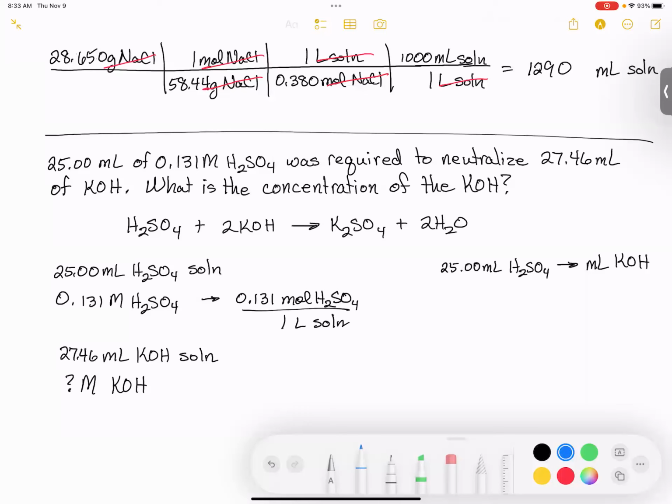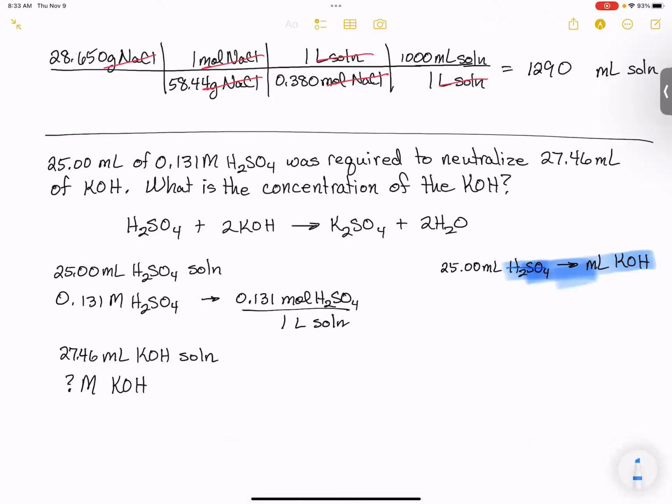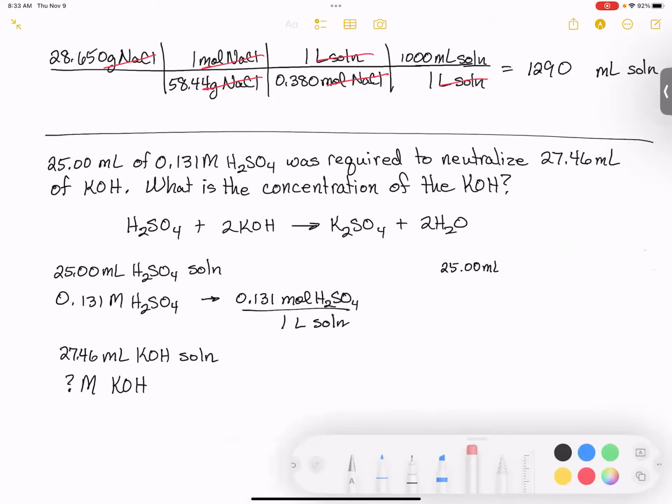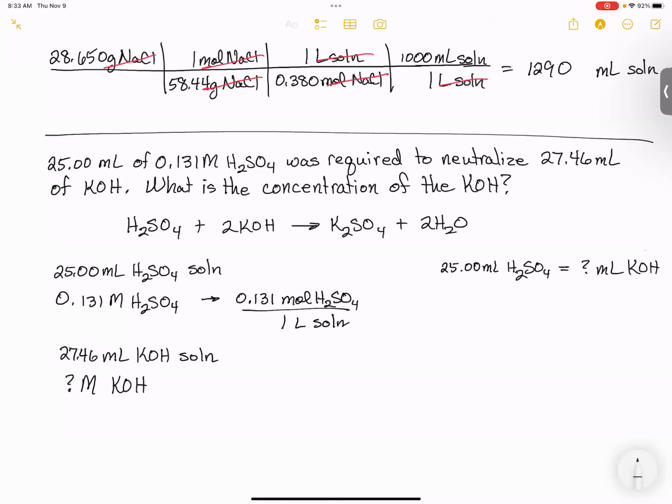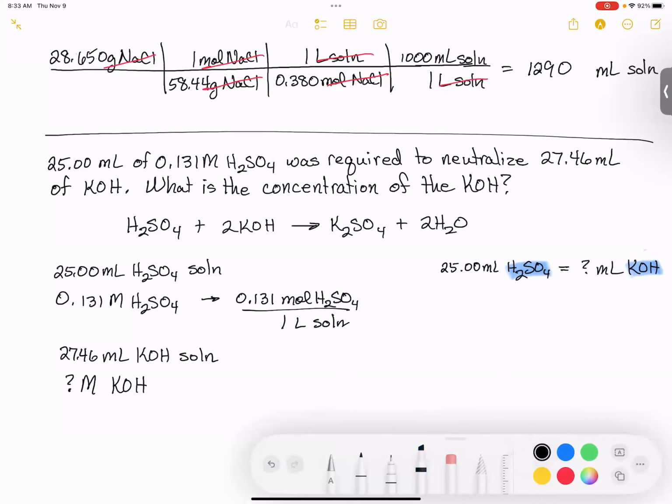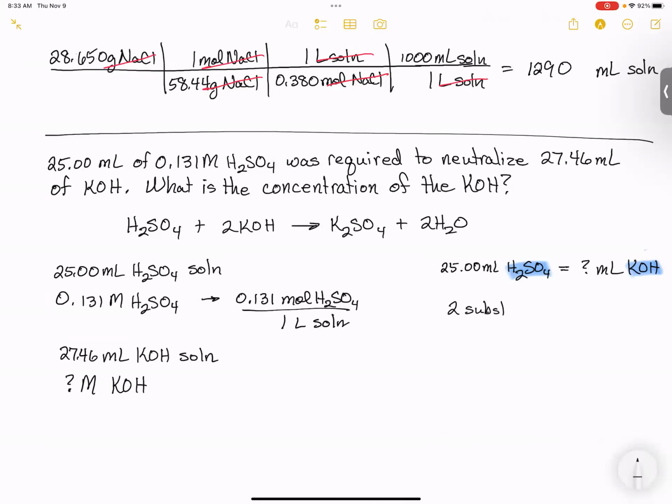Okay. First thing I notice is two different substances. And anytime I have two different substances, it means I'm going to use the mole to mole ratio, which in this case is 1 mole of H2SO4 for every 2 moles of KOH.